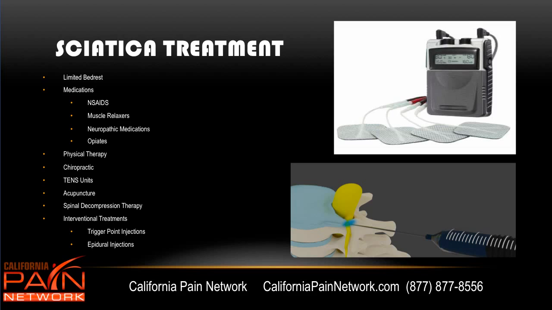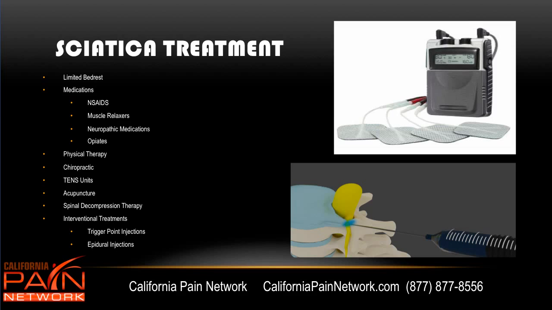Medications may include over-the-counter non-steroidal anti-inflammatories, Tylenol. Muscle relaxers can be helpful. Neuropathic medications may include Neurontin or Lyrica. Those can help with that nerve-type pain from sciatica. And short-term opiates can be helpful as well. Treatment with physical therapy and or chiropractic can be helpful and have been shown to help with the pain.